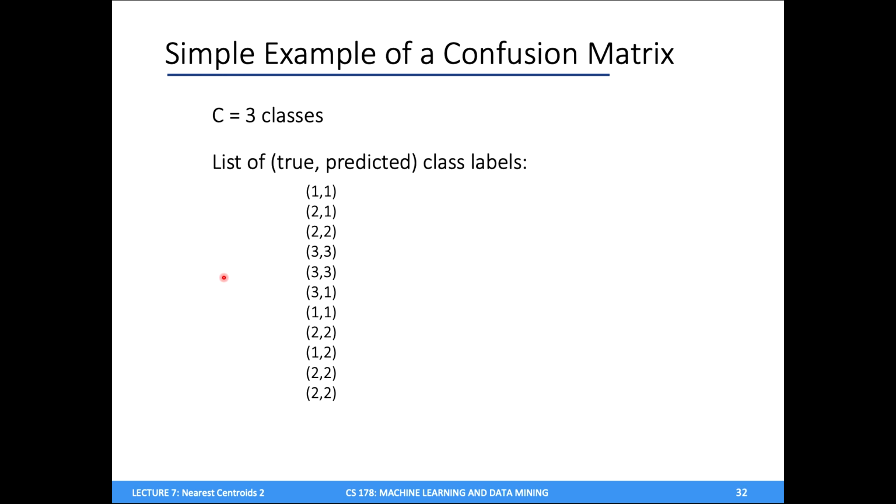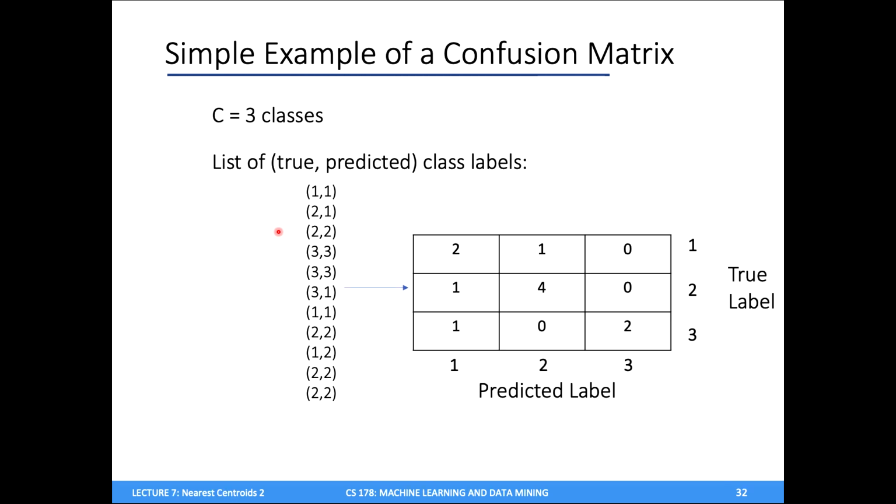Okay, let's look at an example now. Let's say we have 3 classes in our data set. This could be a penguin data set, for example. And let's say we've got a small testing set of however many rows I have here. What I have listed here is a list of tuples corresponding to a true label and the predicted label. For this first instance, the true label in my data set was 1, and my model predicted that it should also have a label of 1. For the second one, the true label was 2, but the predicted label was 1, so on and so forth.